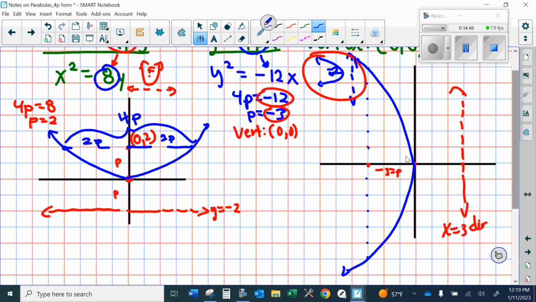Okay, and now I can go ahead and draw my parabola through those right there. And this total distance of 4p, remember this is just dashed, that total distance of 4p, that segment itself is called the latus rectum.